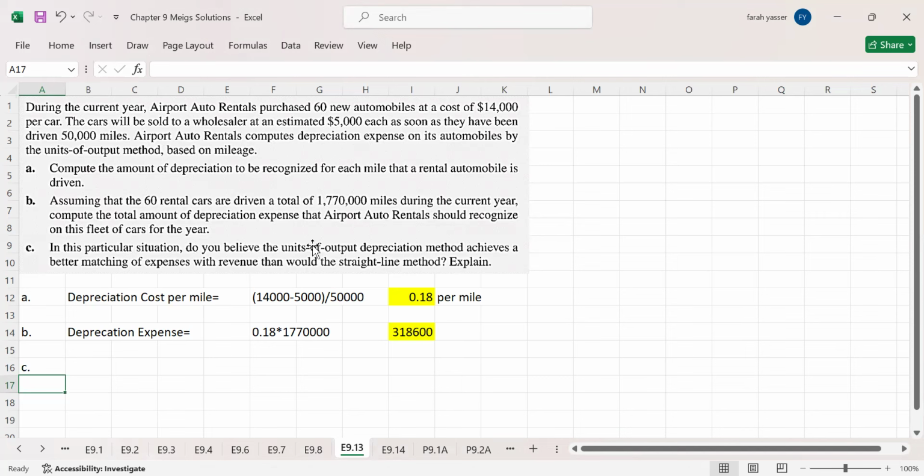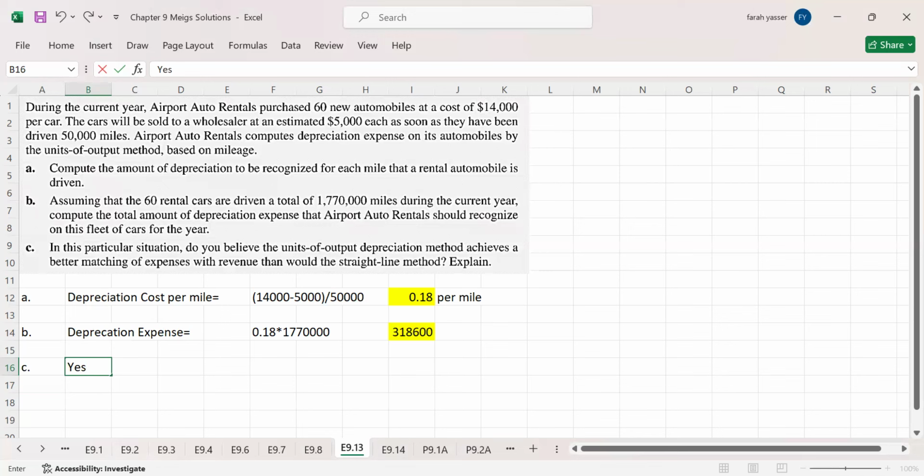The unit output method basically recognizes more depreciation in periods in which the cars are driving more, which means that the cars are generating more revenue. So this is exactly what the matching principle is. Whereas the straight line method would recognize the same, even, or constant amount of depreciation expense regardless of how much the cars are driving. So the answer is yes, because the unit output method gives a much more realistic expense.